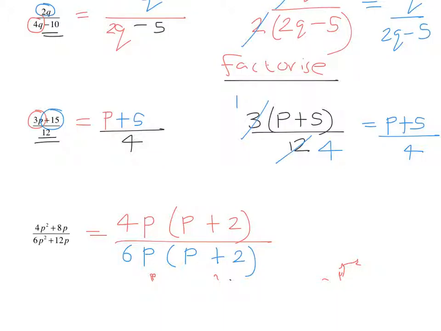Now, what we can then see is there's a lot of potential to cancel this. We can cancel out a p and a p here. We can cancel out the whole of p plus 2 and p plus 2, and 4 and 6 both have a common factor of 2. 4 divided by 2 is 2, 6 divided by 2 is 3, so the answer is 2/3.